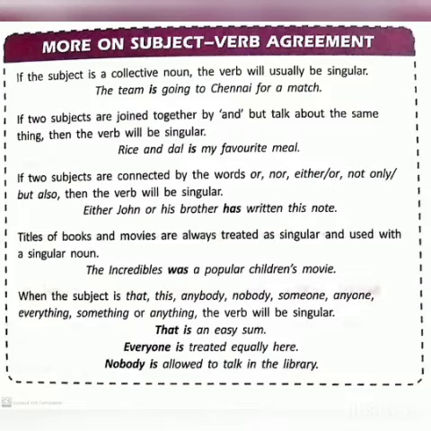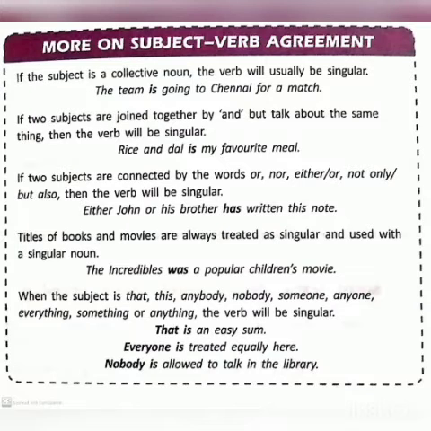Titles of books and movies are always treated as singular and used with a singular verb. The Incredibles was a popular children's movie. So for book titles and movie titles, however many words there are, they are considered singular. Then the verb also becomes singular.